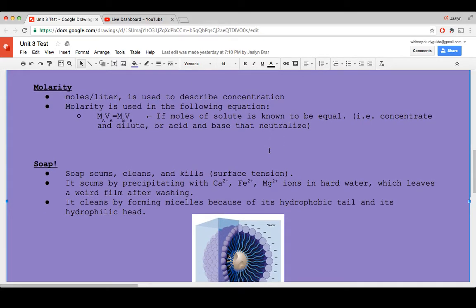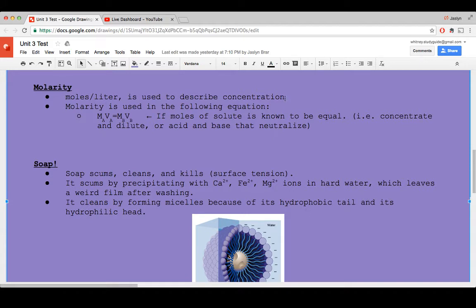So molarity is moles per liter of a specific substance, and it's used to describe concentration. That's kind of intuitive. If you have a more watered down substance like soup, if you just put a lot of water in a can of soup, then you're going to have fewer moles of the substance per liter of solvent. In this case, that would be water.